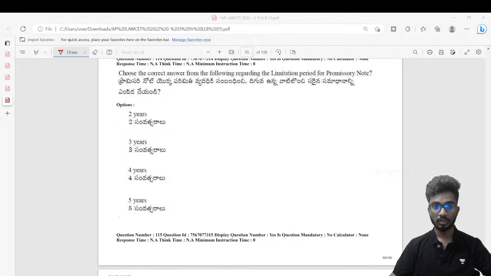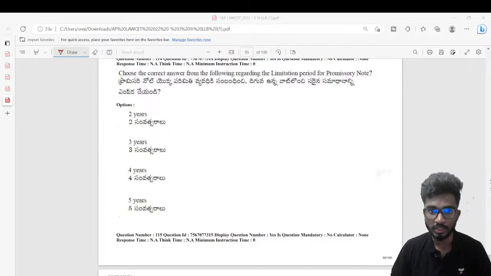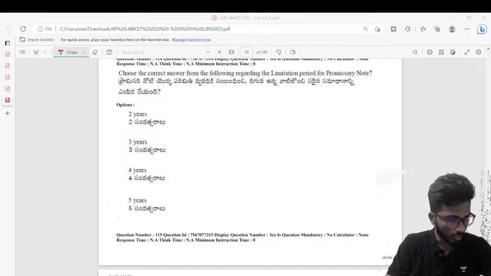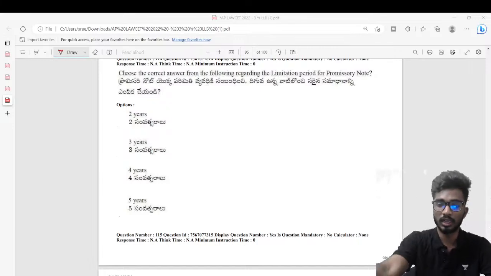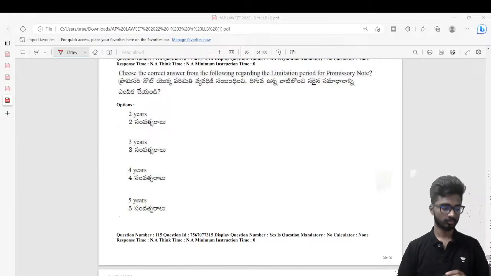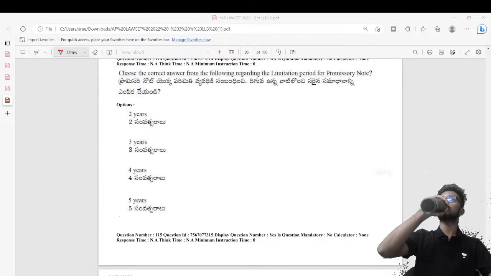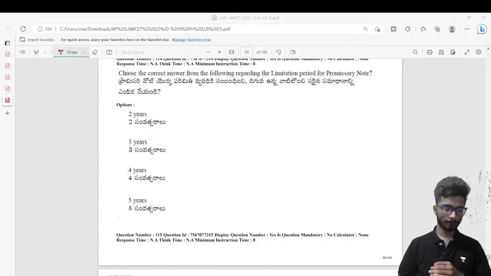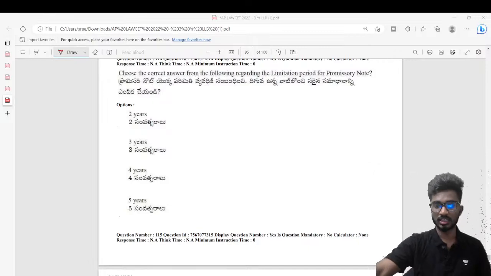Choose the correct answer from the following regarding the limitation period for a promissory note. Until when can the promissory note be enforced? Very good Vijaya, excellent. The answer is 3 years, right?